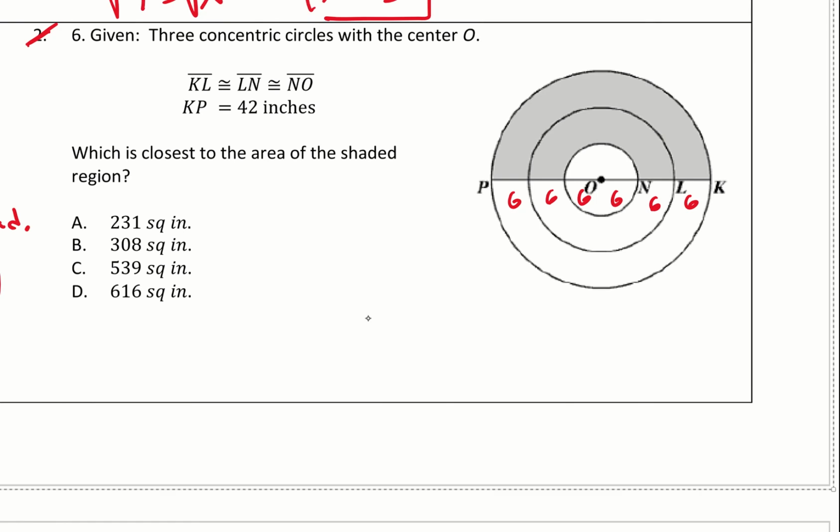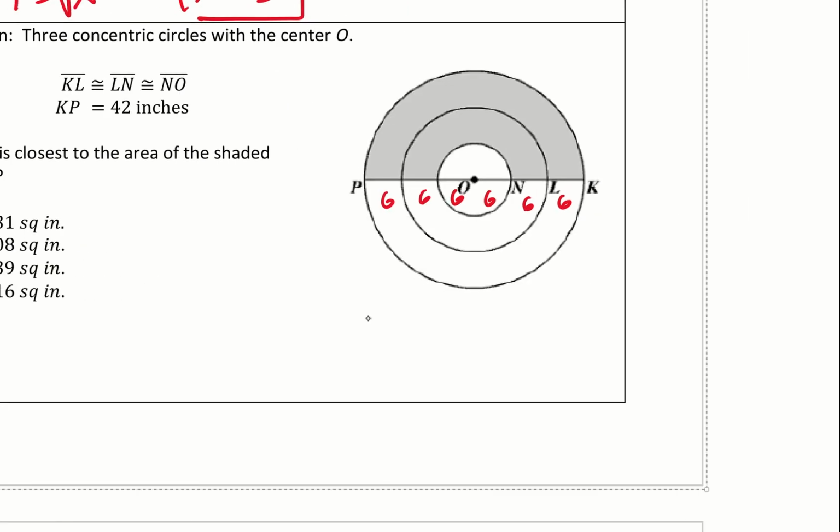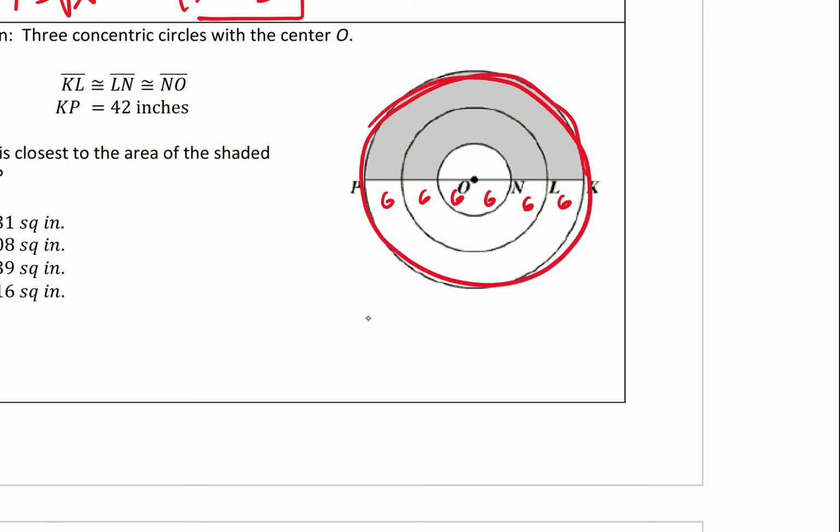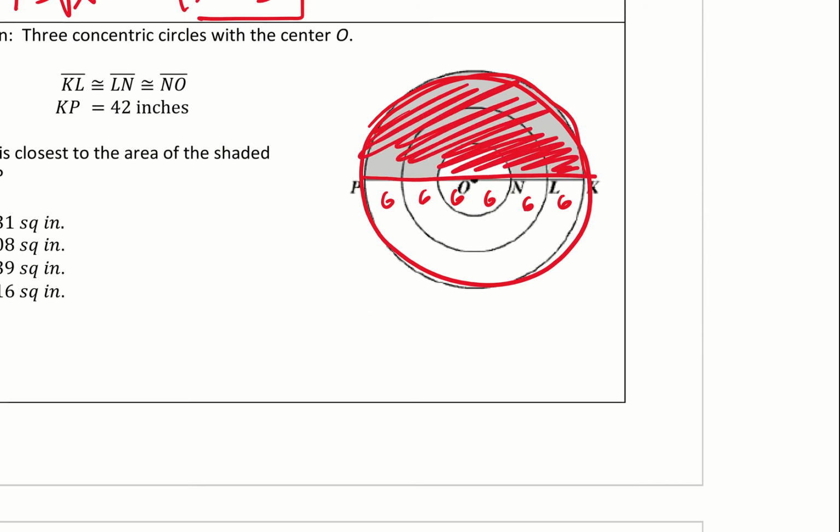Now, if we want to find the area of the shaded region, what we need to do is find the area of the circle on the outside, the entire area, and cut it in half. So essentially, we're trying to figure out this entire area for the big circle. And then once we do that, we can subtract out the area of half of this circle, right? Subtract this half out, and that will give us the shaded region, okay? So that's exactly what we're gonna do.